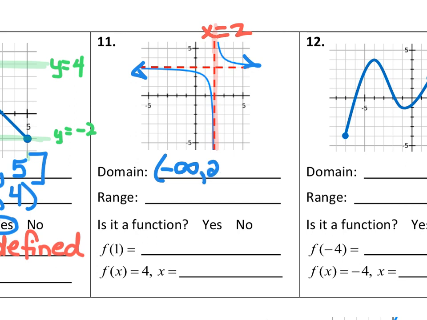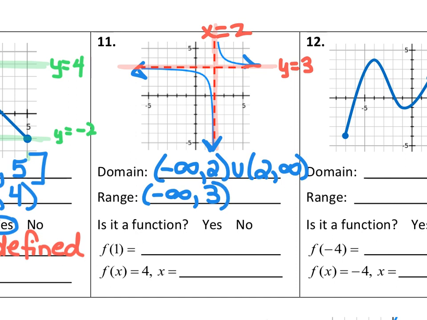So when we write the domain, we're going to say -infinity to 2, but not including 2, and then 2 to +infinity, but not including the 2. The range is going to work the same way, except that we're missing this y value, and that y value is y equals 3, and so that's going to be your missing y value. So the range goes from the bottom at -infinity to +3, but not including 3, and then from 3 but not including 3, all the way up to +infinity at the top. Yes, it is a function.